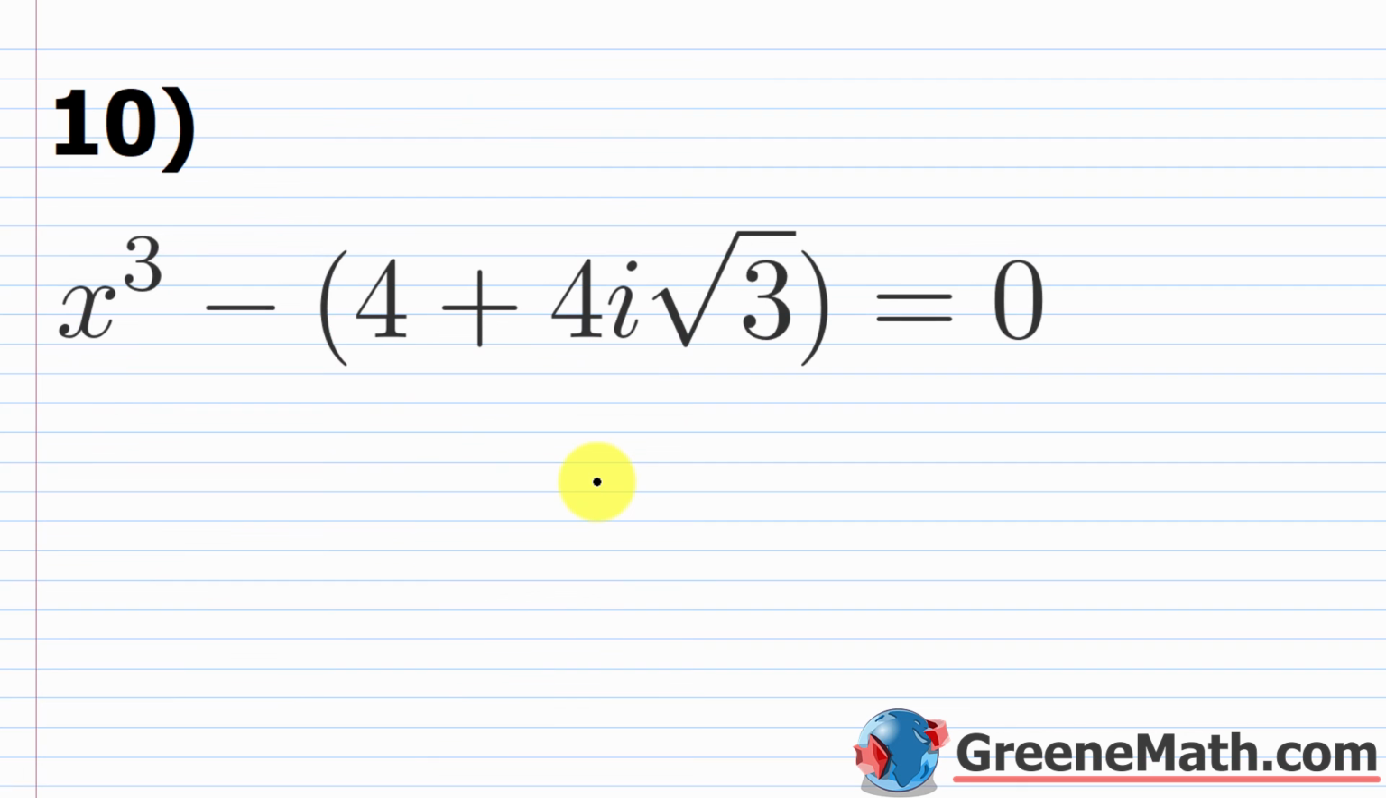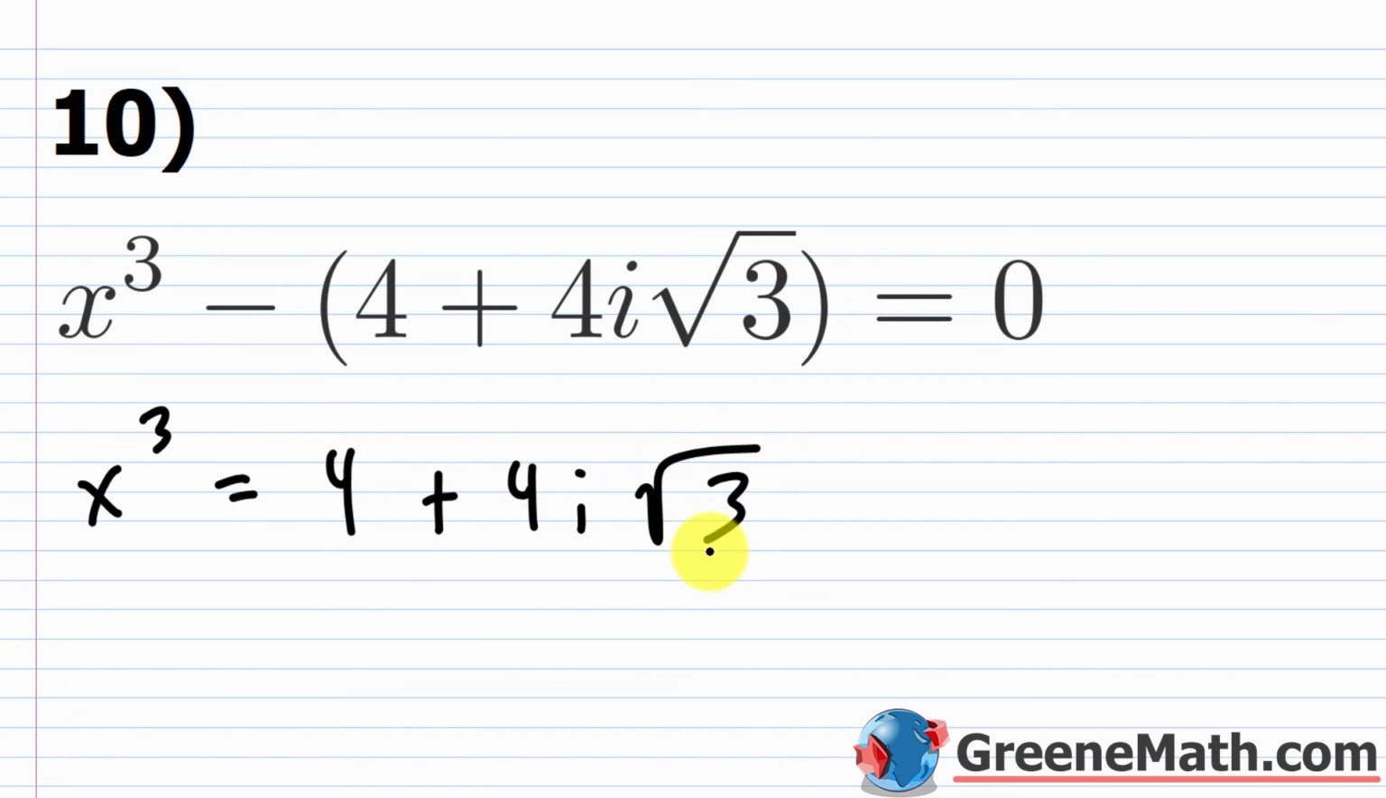Okay, let's take a look at problem 10. So here we have x cubed minus this quantity 4 plus 4i times square root of 3, and this equals 0. So to solve this equation, I'm just going to say that x cubed is equal to, I'm going to add this quantity to both sides, okay? So I'm going to just say that this is going to be 4 plus 4i times square root of 3. If you want to do this the long way, you would distribute the negative to each guy here, and then when you add it to each side, you're going to get right back to this. So that's up to you if this is a little confusing for you.